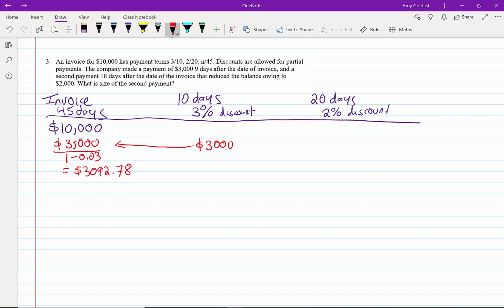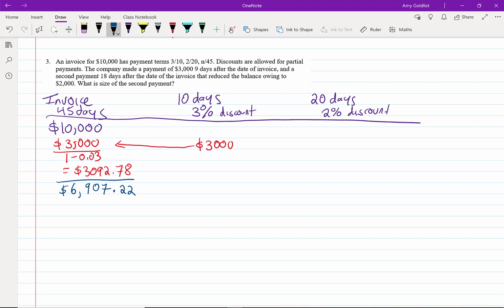The rounding is a little bit contentious. Some people round at the middle. Some people round at the final step. Here you'll have to figure out from the supplier what they would prefer, which means that now we owe $6,907.22.